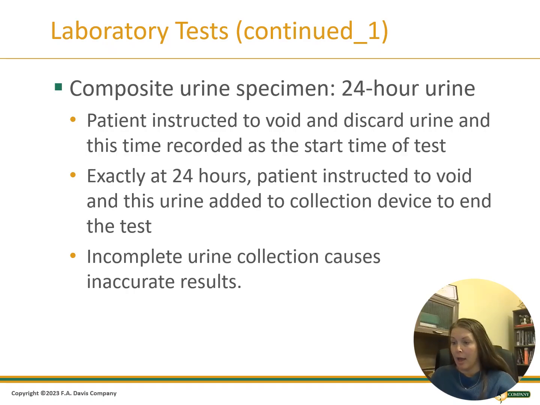Okay, so at the end of the test, at 24 hours, try to have the patient void again, and this urine is going to be added into the container, and then everything after that will not need to be. So say we're going to start at 4 o'clock, our patient urinates at 4 o'clock, we're going to discard that one, start our time at 4 o'clock, and then anything until 4 p.m. the next day, we're going to collect. And if we don't collect all of it, it's void. Okay.